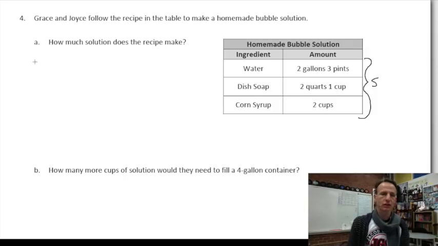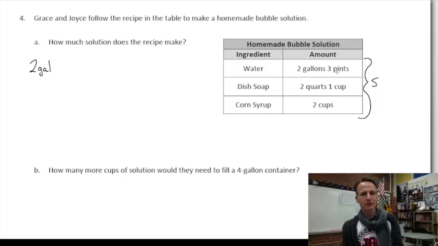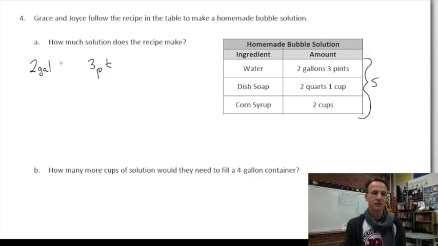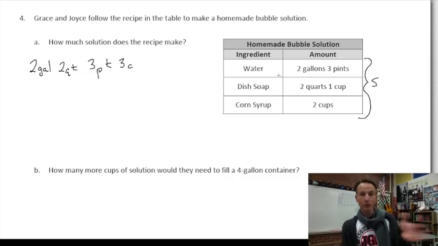So let's start off. We're going to have 2 gallons. We don't have any gallons to add that to, do we? And then we have 3 pints. I'm going to leave a little space here because I know I have quarts coming up, and just write 3 pints because we don't have any pints to add that to. Now we have 2 quarts, and we don't have any quarts to add that to. And then we have 1 cup and 2 cups, which makes 3 cups. Now, this is what we get when we add those together, which is not very useful.